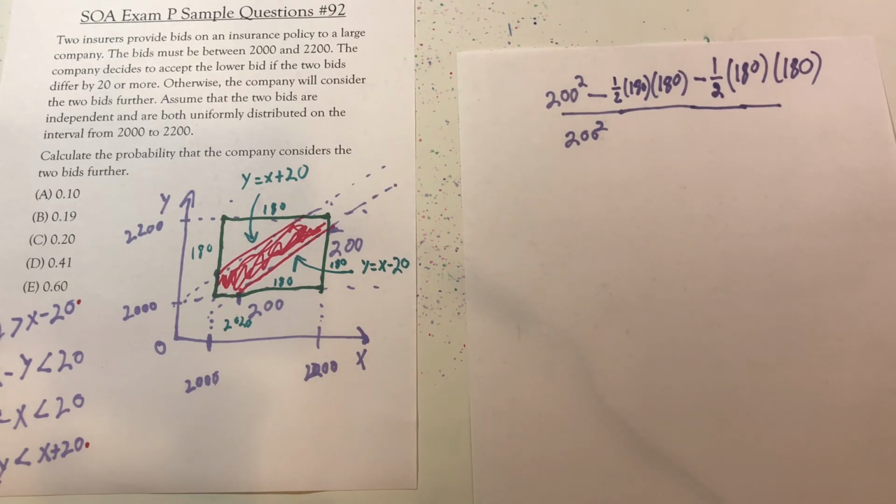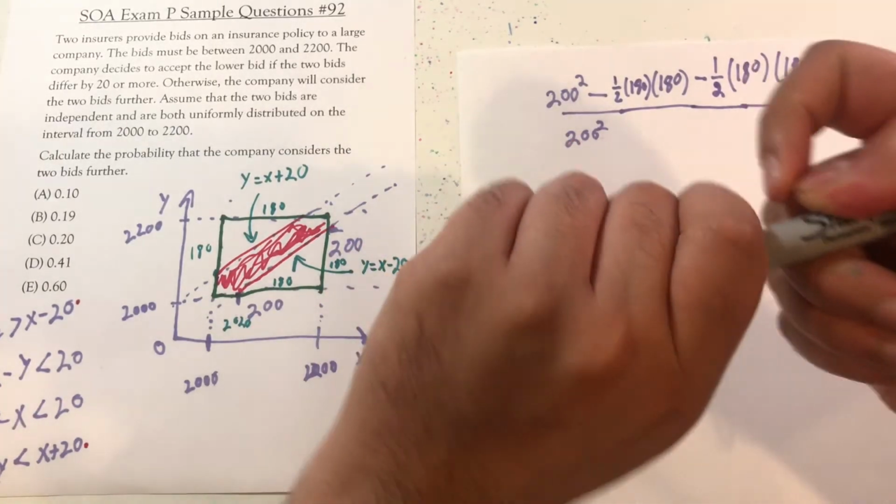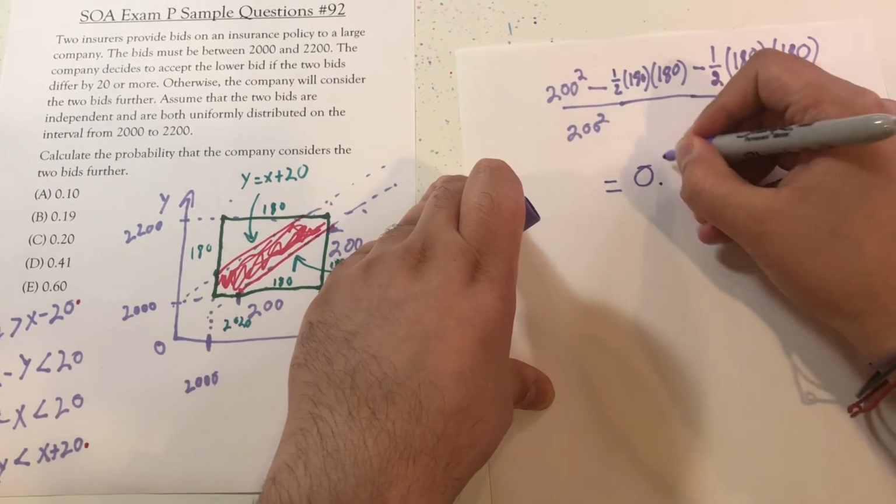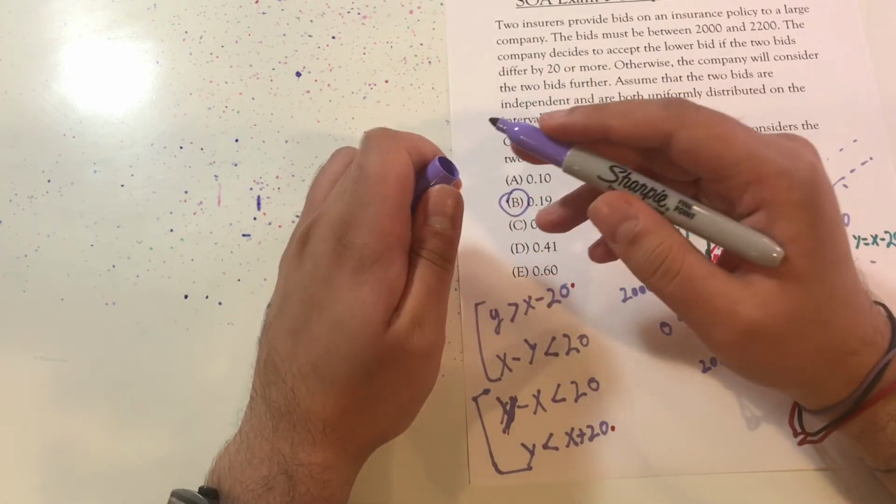Let's see, the good old TI-30. 200 squared minus 0.5 times 180 squared minus 0.5 times 180 squared, all over 200 squared. And that gives me 0.19, which lines up with answer choice B. All right, so overall, not a difficult problem.